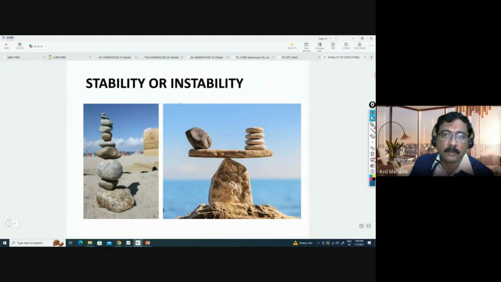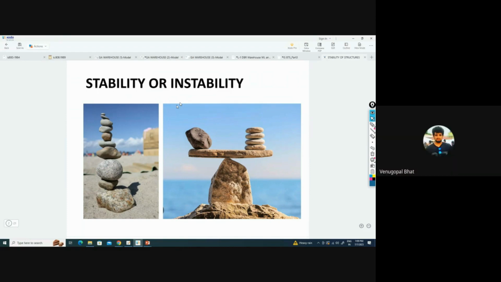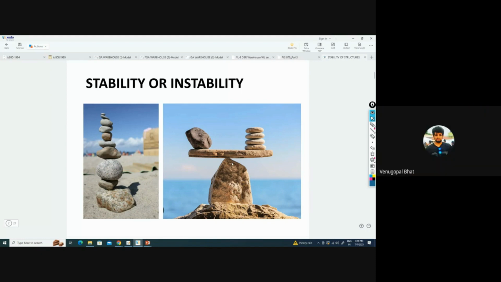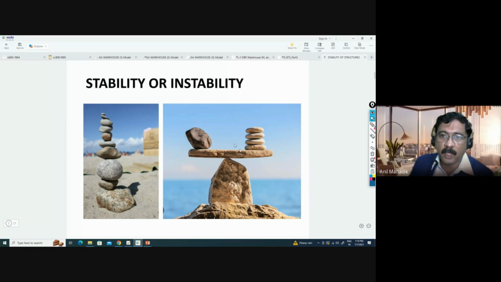Equilibrium, sir. The structure will be in equilibrium for stability. Okay, equilibrium. Now, if you see this structure, do you think this is in equilibrium? Yes, sir, I think there is load on it, equilibrium. Yeah. Is it stable? Do you think so? Yes, sir.